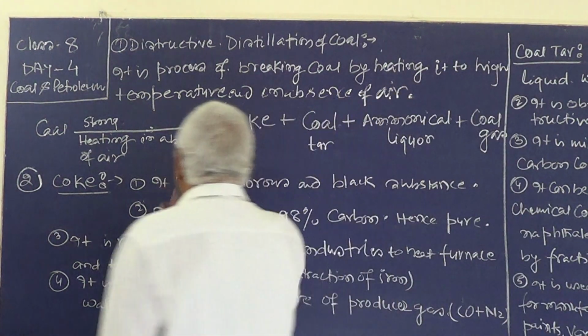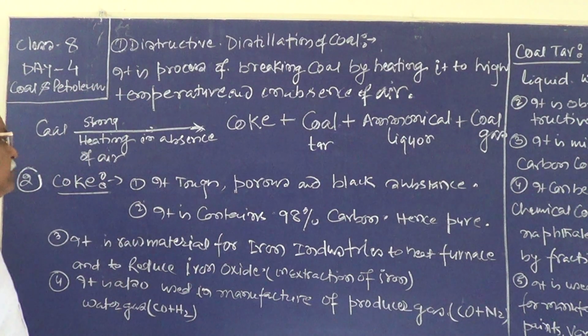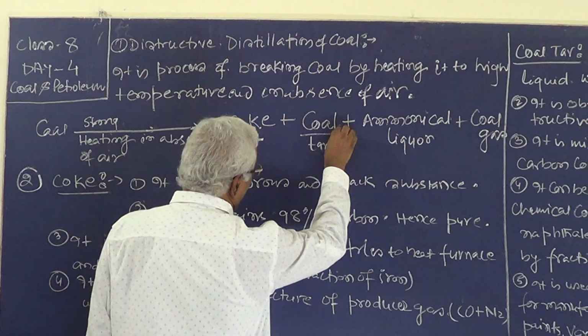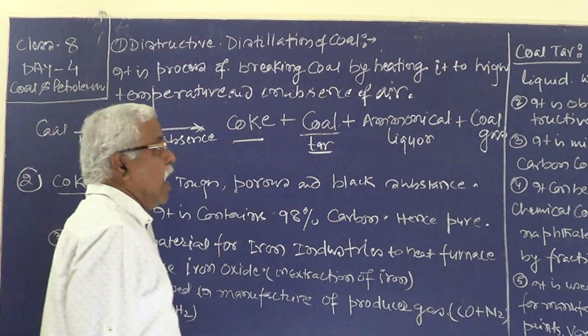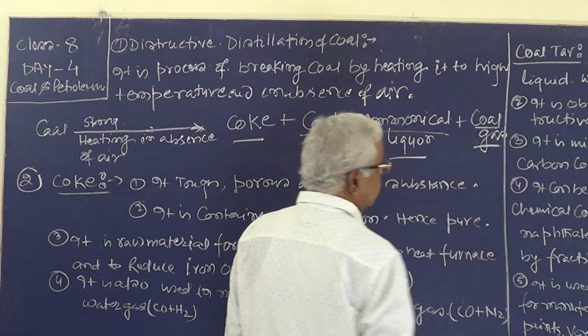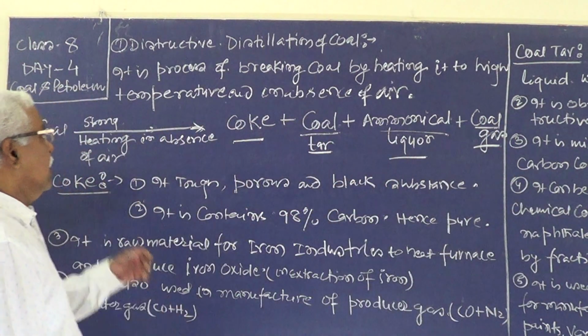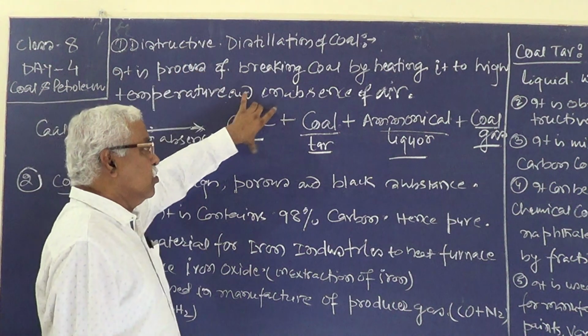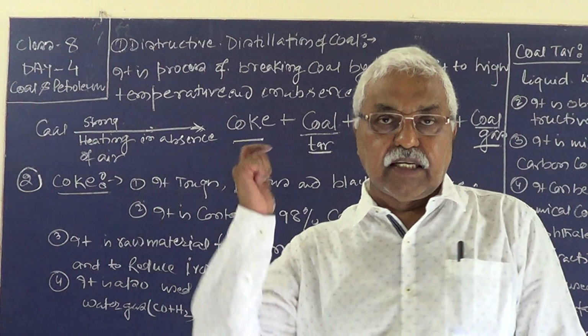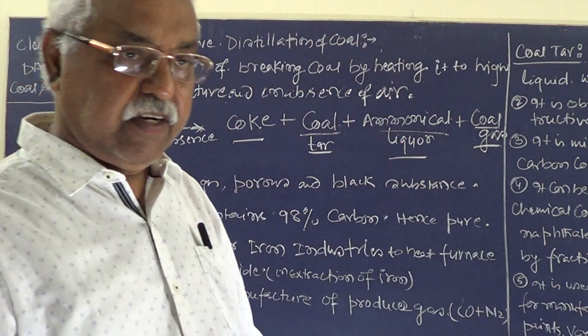Coal upon strongly heating in the absence of air gives coke. The other products are coal tar, ammoniacal liquor and coal gas. We will tell you about each one: what is coke, what is coal tar, ammoniacal liquor and coal gas. You need to study them in detail, as they are different.